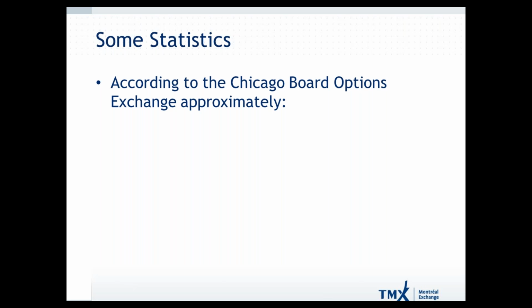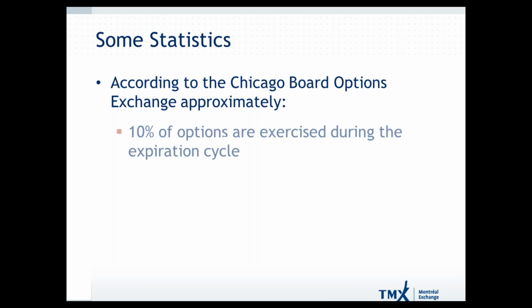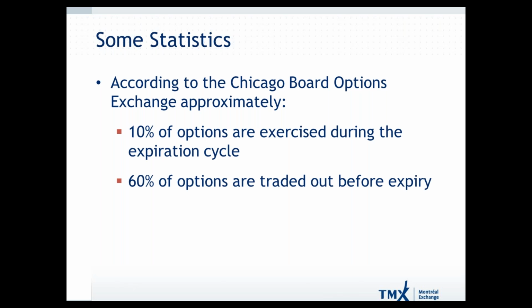Now, some statistics which are interesting, according to the CBOE, the Chicago Board Options Exchange, approximately 10% of options are exercised during the expiration cycle. So what does that mean? That means that an individual who has bought an option contract, a call option or a put option, and where that option contract has perhaps gone in the money, they will exercise and either buy the underlying shares or sell the underlying shares as part of that exercise process. So 10% of options are exercised during the expiration cycle.